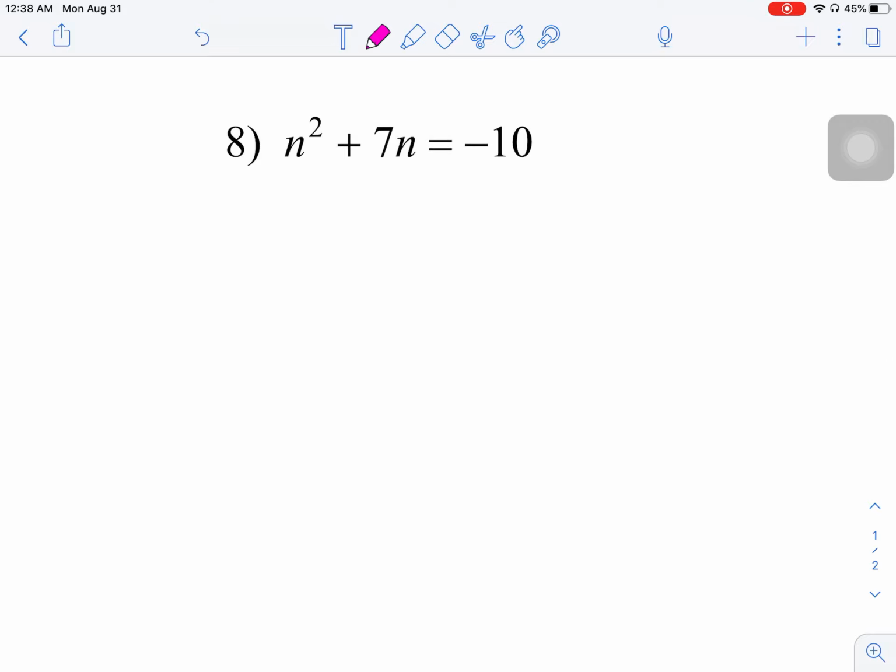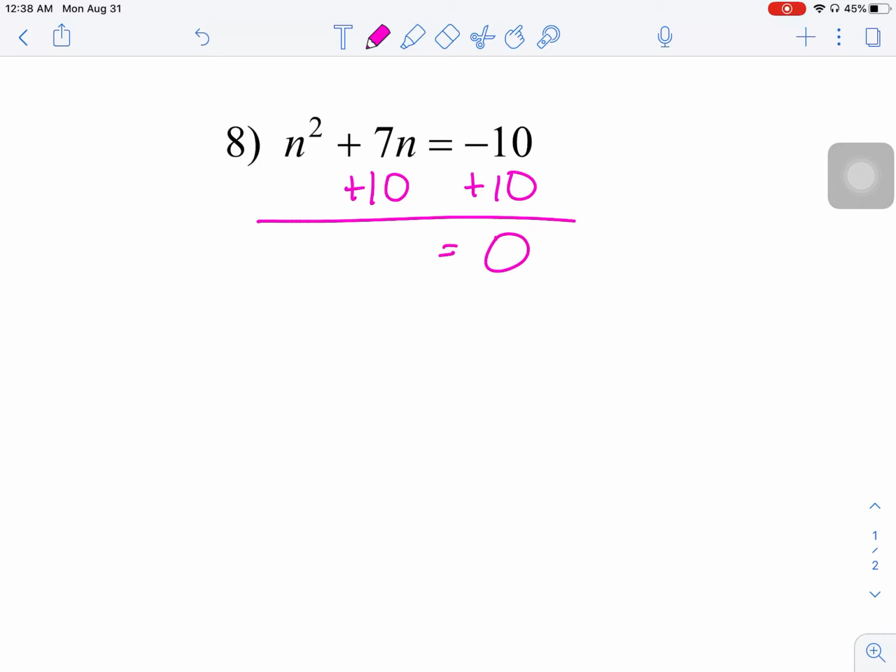Same basic idea. This is not 0, so I want to make it be 0. So I'm going to add 10, and I'm going to add 10. Now, the right side's the easy one. That's the 0. The left side, what I need you to be careful about is these three terms, none of them are like terms. So n squared plus 7n plus 10, just write them down in descending order. That just means you start with the highest power and drop down.